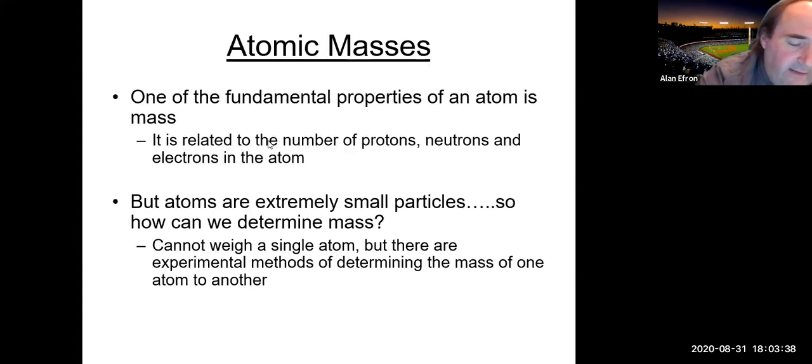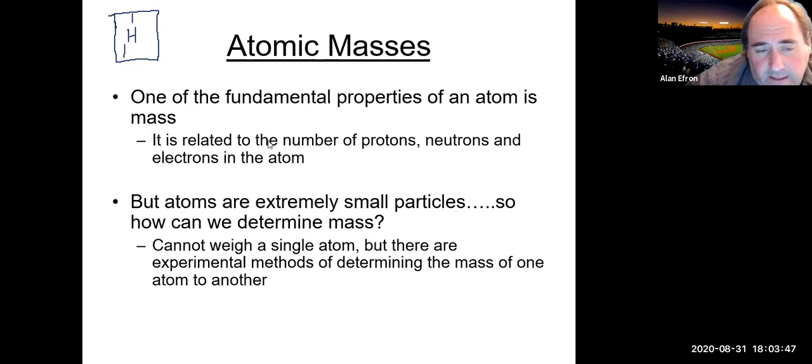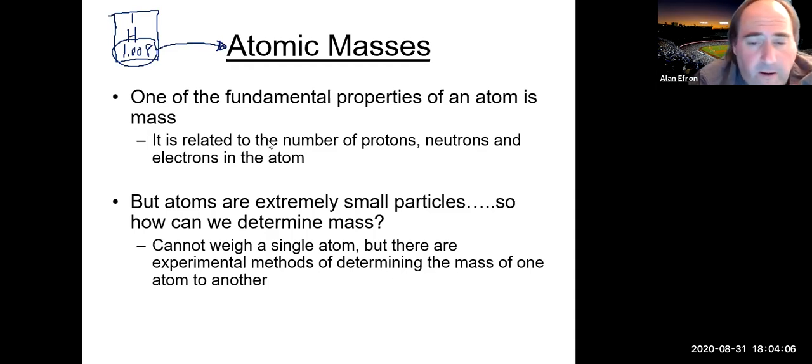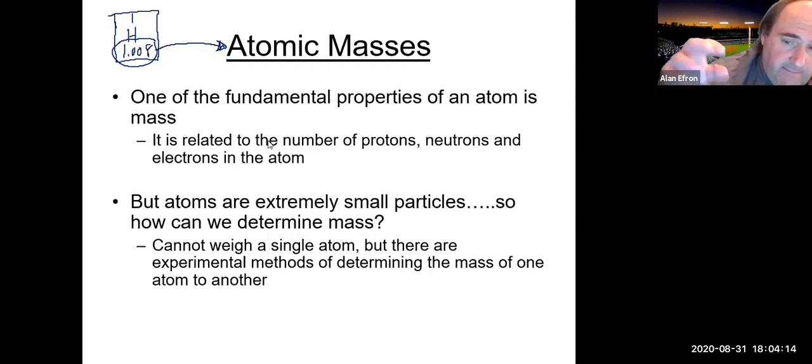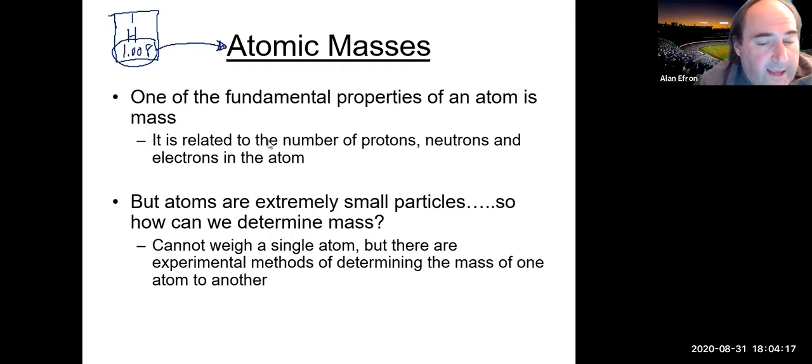So the next thing we're going to talk about is the number that you do see on the periodic table. If you look on that periodic table, this number down here is not the mass number, it is actually the atomic mass of the particular element. So let's talk about how we calculate atomic mass. One of the fundamental properties of an atom is its mass. But as we talked about, the atom is extremely small, which means you can't just pick one up and put it on a scale to weigh it.